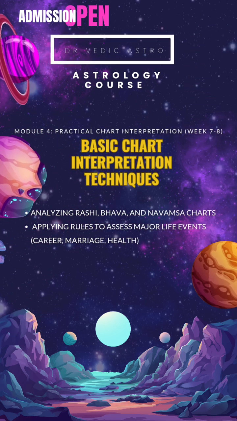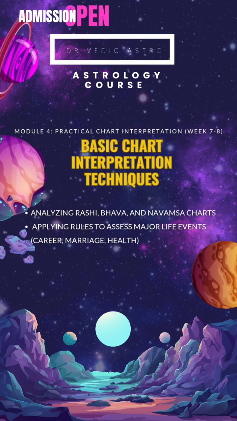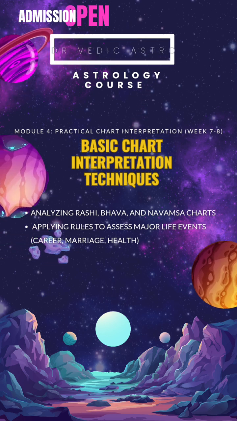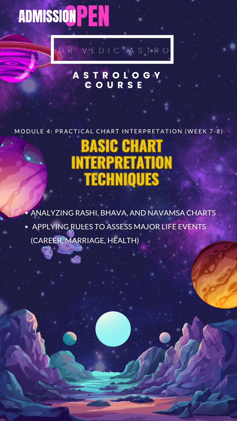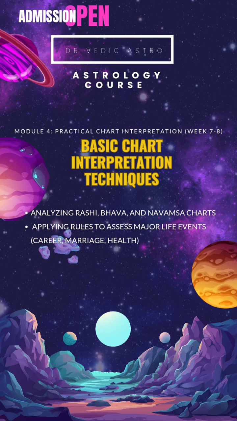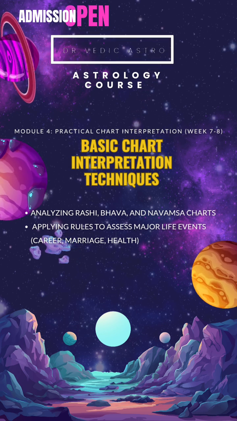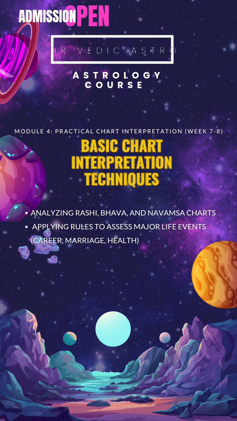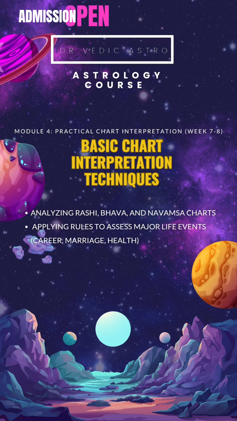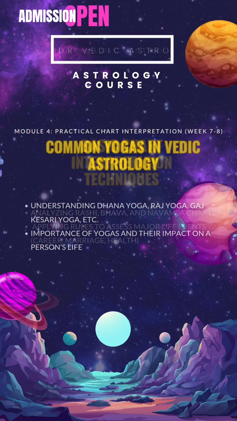Module 4, Practical Chart Interpretation, Week 7 to 8. Basic chart interpretation techniques: analyzing Rashi, Bhava, and Navamsa charts. Applying rules to assess major life events, career, marriage, health.